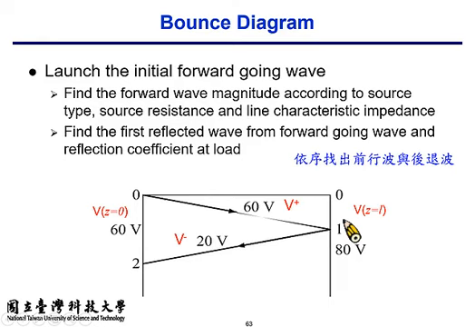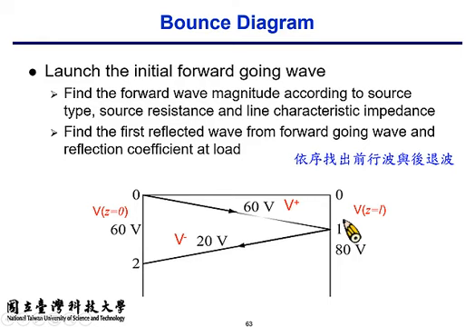However, if you stand at this end, what you observe at the time instant of 1 microsecond is that the voltage jumps from 0 to 80. Why? Because you observe the V plus and V minus signals at the same time. So 80 volt is the summation of 60 and 20, right? So it jumped from 0 to 80. And the signal going to the left is the V minus signal, which equals 20 volt.